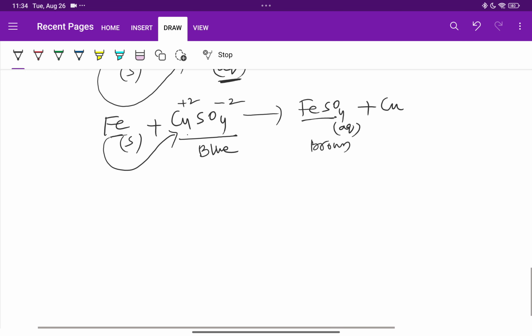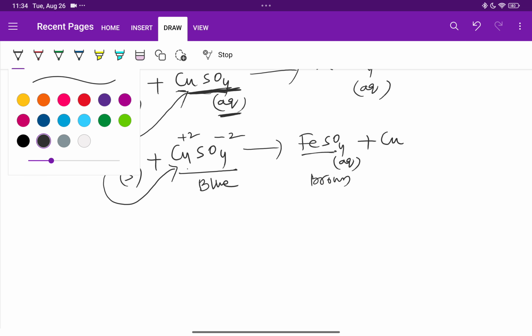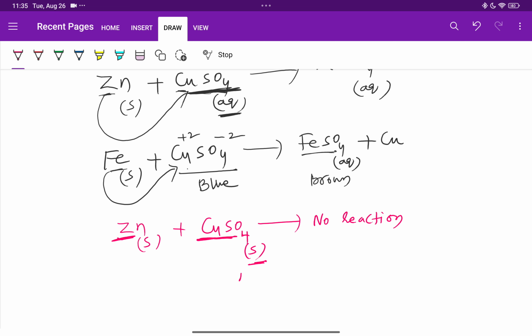And next, many displacement reactions we have. And I want to tell you one more important point: in some competitive exams they will give you like this: zinc solid plus CuSO4 solid. So here no reaction takes place. Actually zinc is more reactive than copper, but here the copper sulfate is in solid state. Solid state means it is not having free ions. So if the salt is not having free ions, no reaction. So you need to remember.